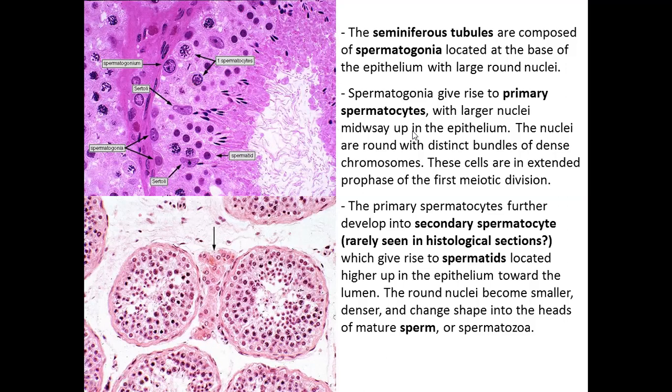The third type of cells, starting from the spermatogonia present at the base, have a darkly staining nucleus without bundles of chromosomes. Then the next level of cell, the spermatogonia dividing.